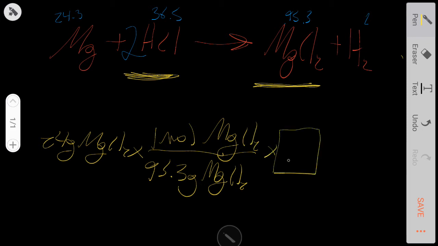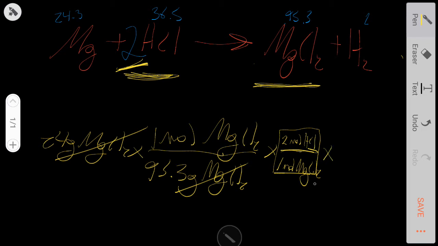Fantastic. Now here I'm going to multiply by the ratio. So grams MgCl2 can cancel with grams MgCl2. I have to get rid of moles MgCl2 now, so that's going to go on bottom. And it looks like in my ratio I have 1 mole, because my coefficient here is 1. So 1 mole MgCl2. And on top, I'm looking for how many grams of HCl I need. So I'm going to look at HCl, and it looks like the coefficient for that is 2. So we're going to put 2 mole HCl.